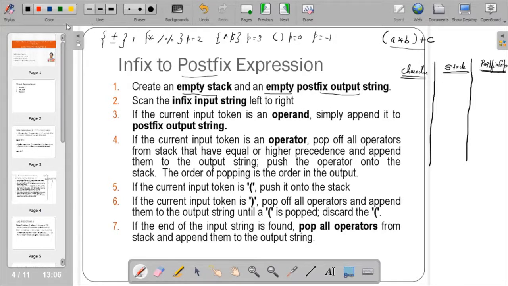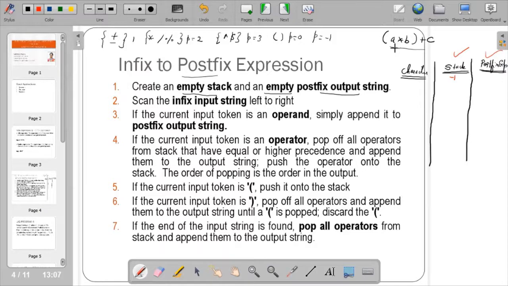For the empty stack, you know what the priority is? Initially it will be -1 since it is an empty stack. Top is equal to -1, we don't have anything. And here also the postfix is an empty postfix output string, I don't have anything. So I've created an empty stack as well as an empty postfix expression.